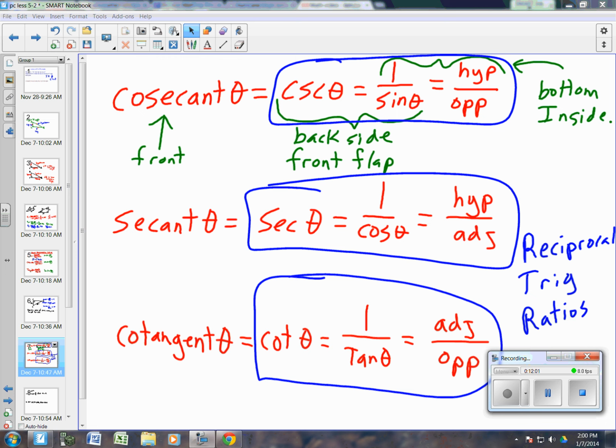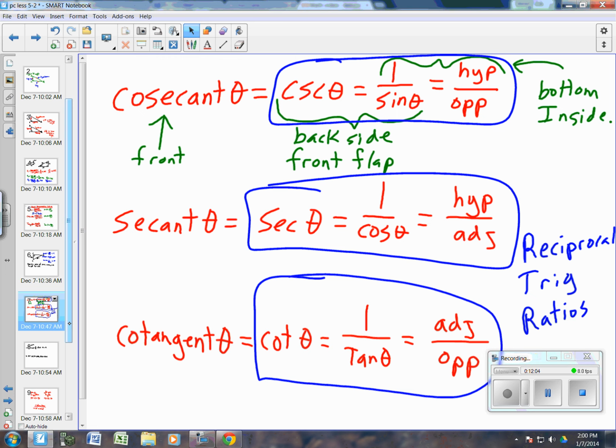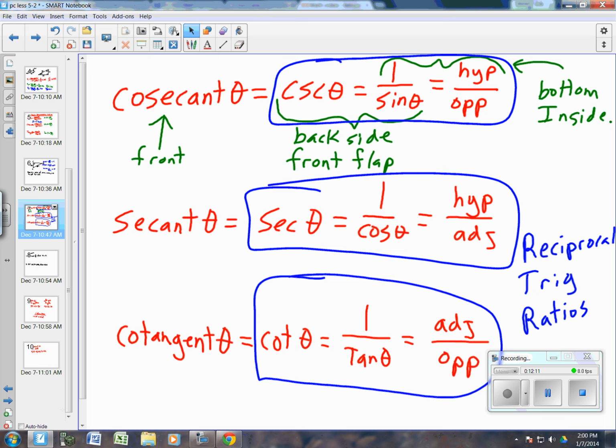I'm guessing these names are either Latin or Greek names, and they have something to do with how they name the ratios in that language.